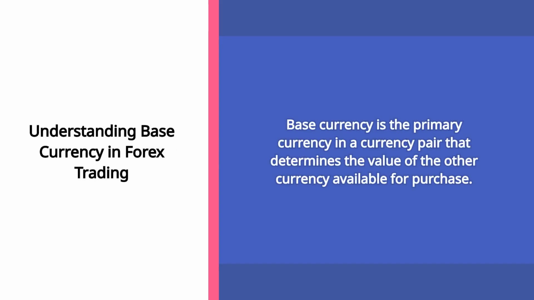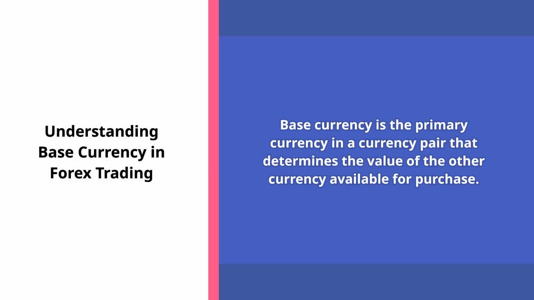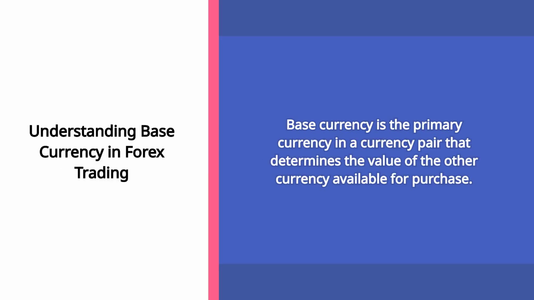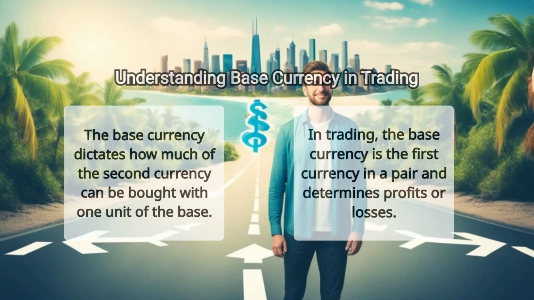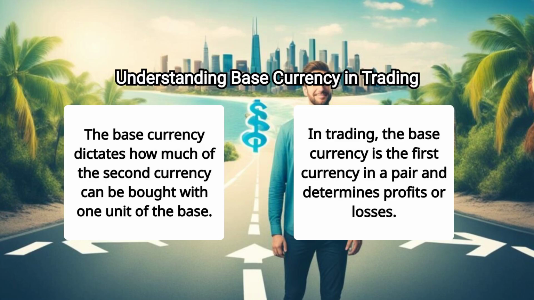The base currency is a key concept in Forex trading. It's the first currency in a pair. This currency's value decides how much of the other currency you can buy. The base currency is the first one in a pair's name. In the market, it shows how much of the second currency you can buy with 1 unit of the base.